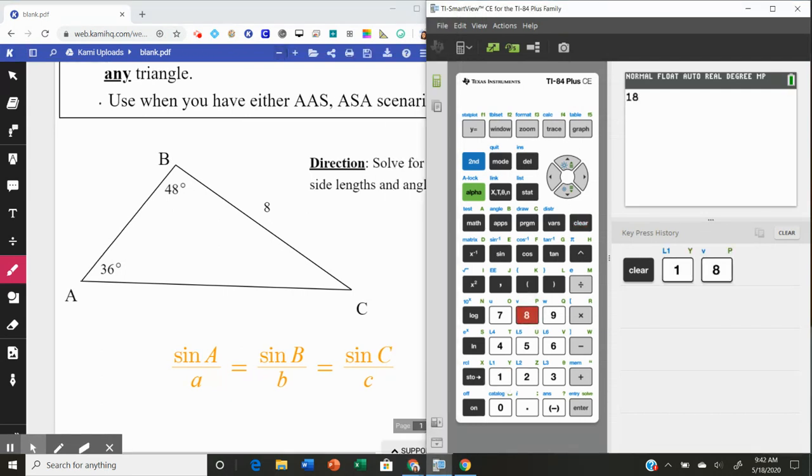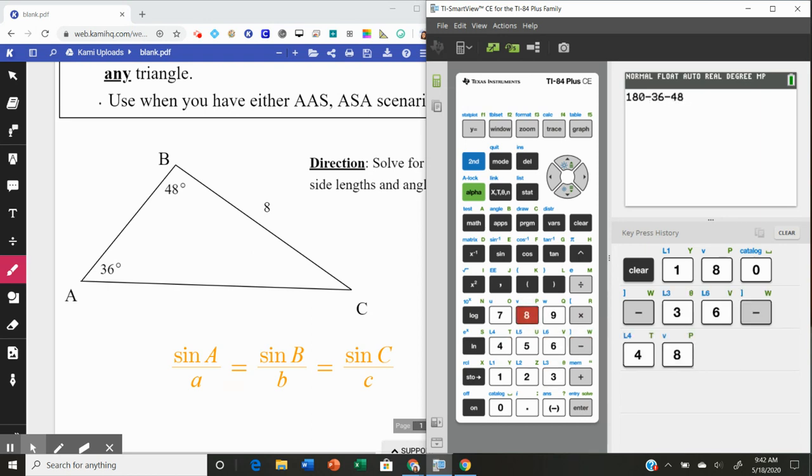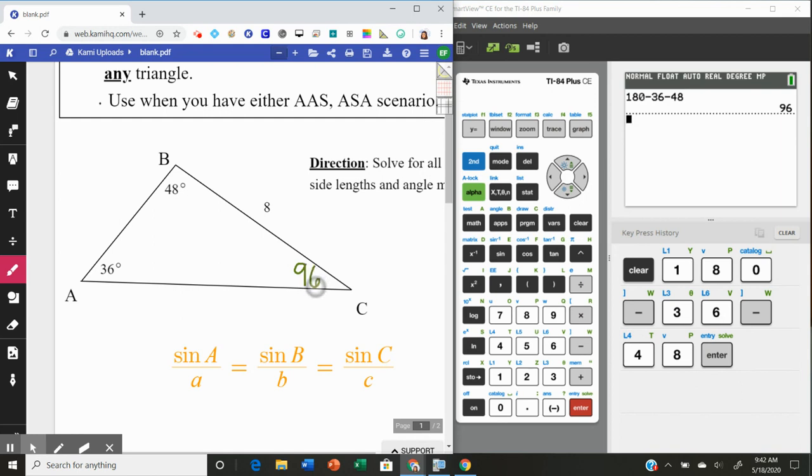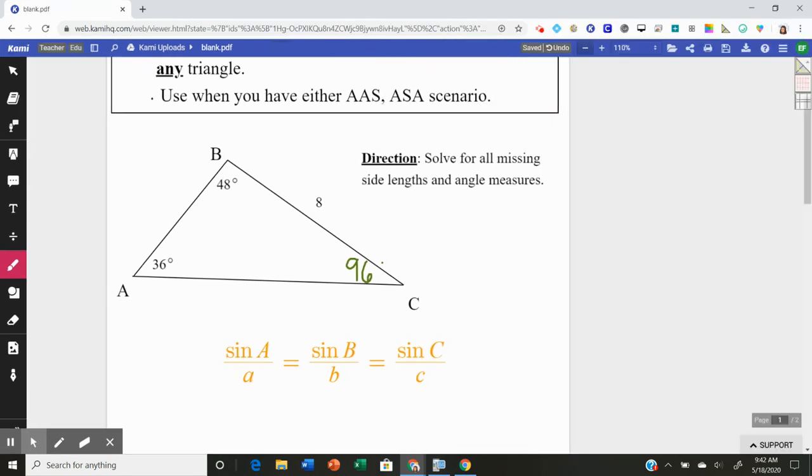So we have 180 degrees total in a triangle. Subtract from that, angle A is 36 degrees, angle B is 48 degrees. So angle C we know is going to be 96 degrees. So 96 degrees. Perfect. So from there, let's take a look now at our side lengths. For this, we need to actually use our law of sine, which is written down below here.